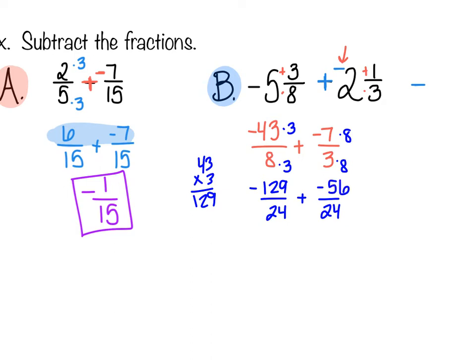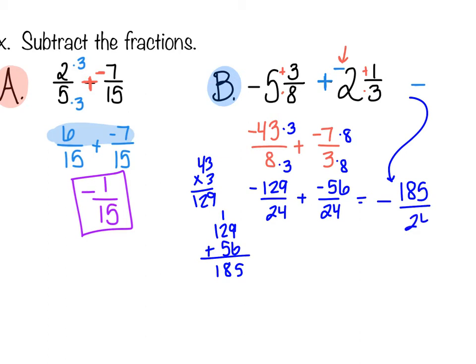And we have same signs again, so we're keeping the sign and we're going to add. So 129 plus 56, make that a 9. Okay, 9 and 6 makes 15. And that's 8 and 1, so negative 185 over 24.